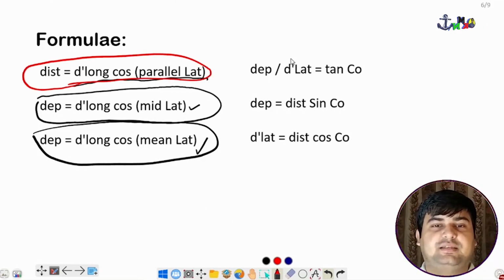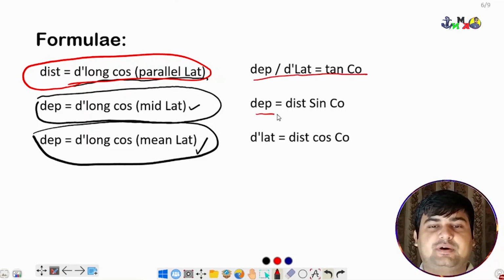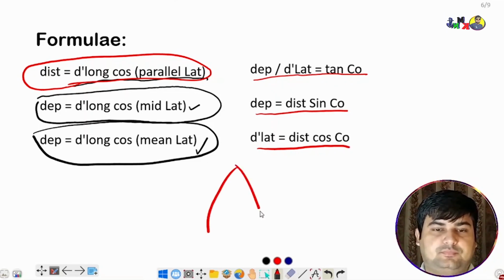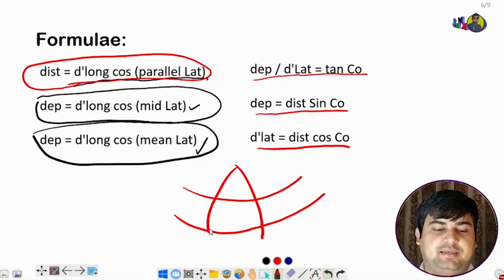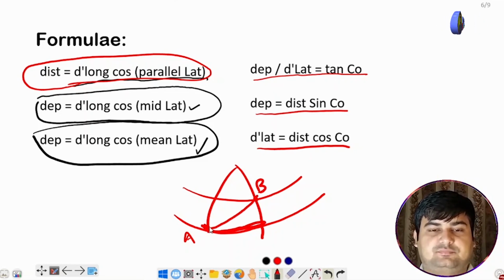These are three formulas. Then we have other formulas: departure upon d lat equals tan course, departure equals distance sine course, and d lat equals distance cos course. These are two meridians. This is a parallel of latitude, and suppose this is point A, this is point B, and this is the distance, and this is the departure.